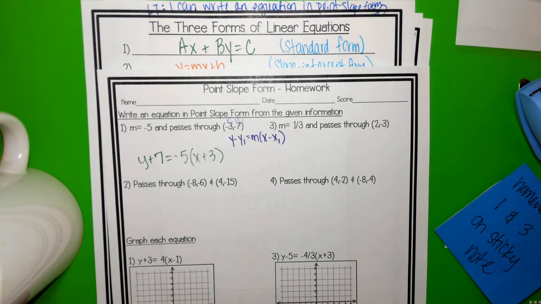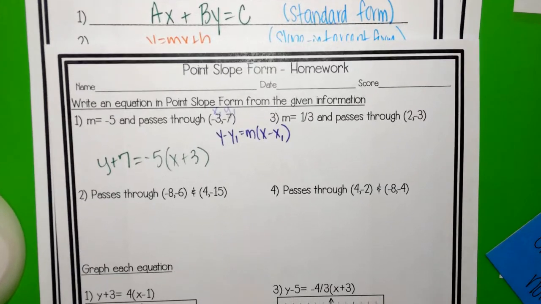I got that. Yay! Awesome. Even if the 7 is negative? Now, why did I change that to a plus? Who can tell me that? The 3 was negative? Because the 3 was negative, and why did I change the 7 to a plus? Because it was negative as well.